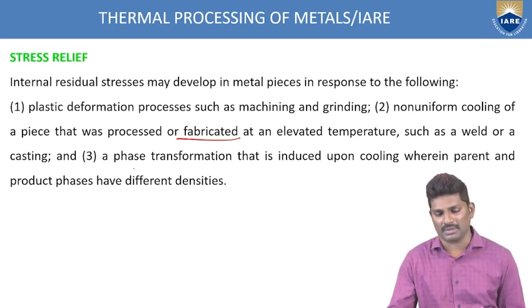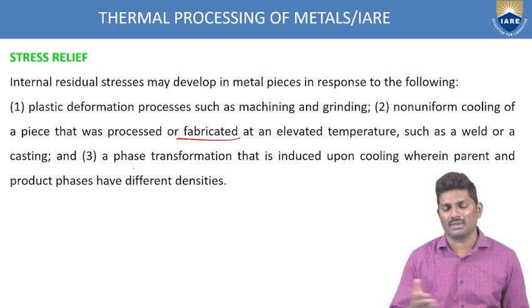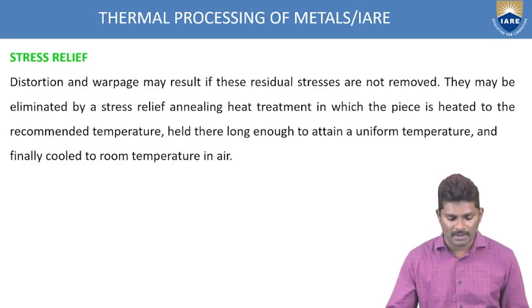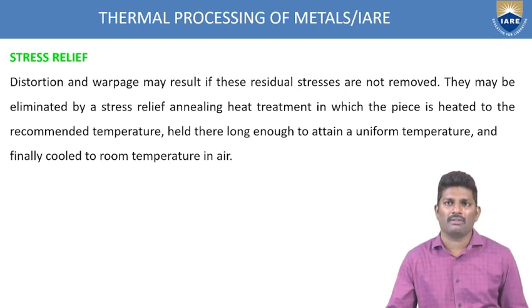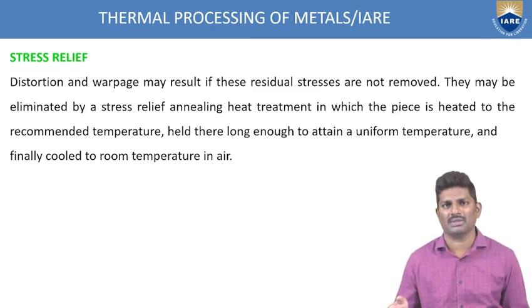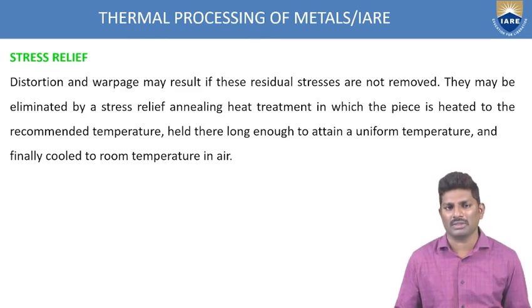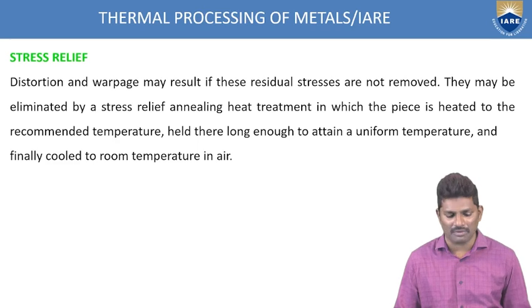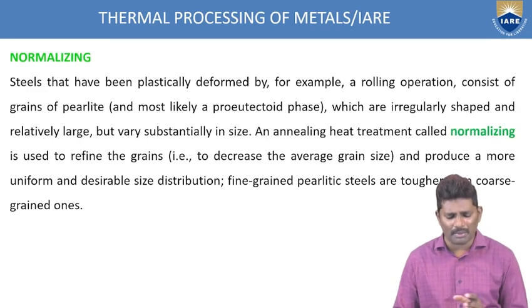And phase transformation. It is transforming from one phase to another phase. Again, the temperature plays a key role here. So distortion or warpage or any other properties which are coming down can be improved with this annealing process. These are some of the things you have to remember in order to enhance the properties of any type of alloy. Again, coming to normalizing.